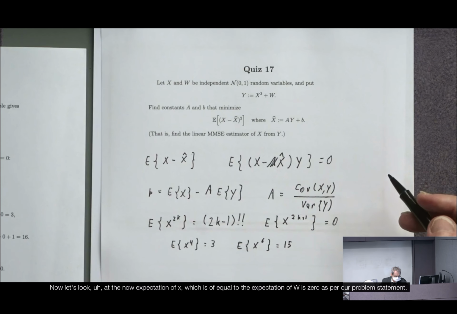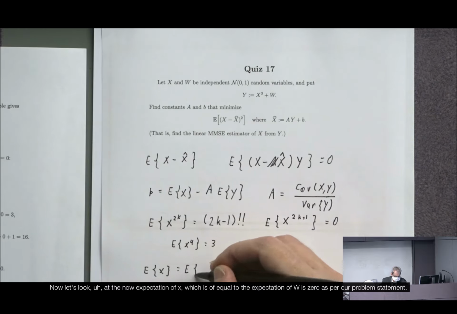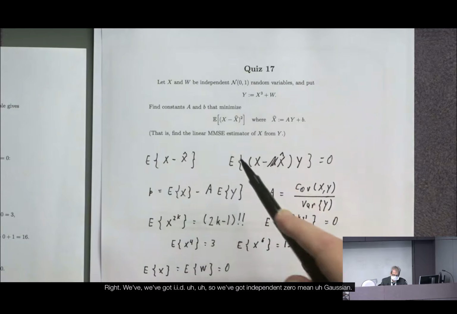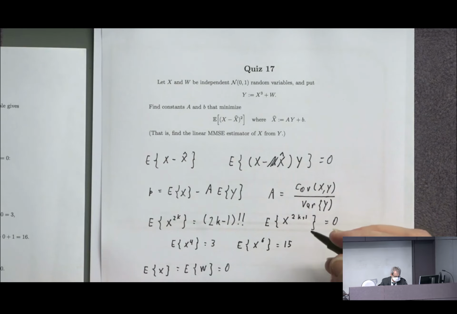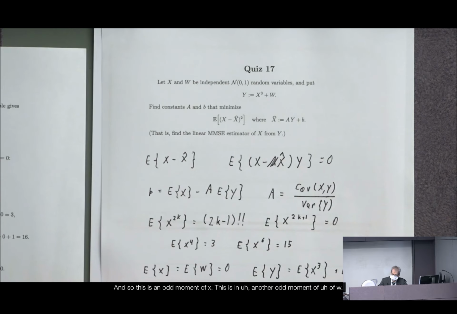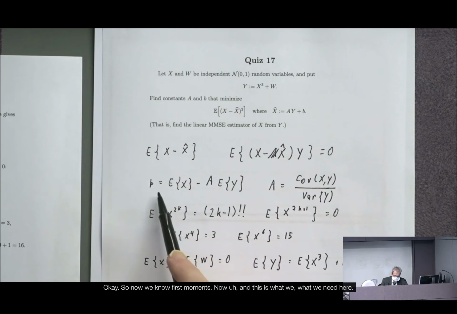Now, let's look at the expectation of x, which is equal to the expectation of w, is 0, as per our problem statement. And we've got IID, independent zero mean Gaussian, so of course that expectation is 0. And the expectation of y is, due to linearity, the expectation of x to the power of 3 plus the expectation of w. And so this is an odd moment of x, this is another odd moment of w, so that's again 0. Okay, so now we know the first moments. And this is what we need here.